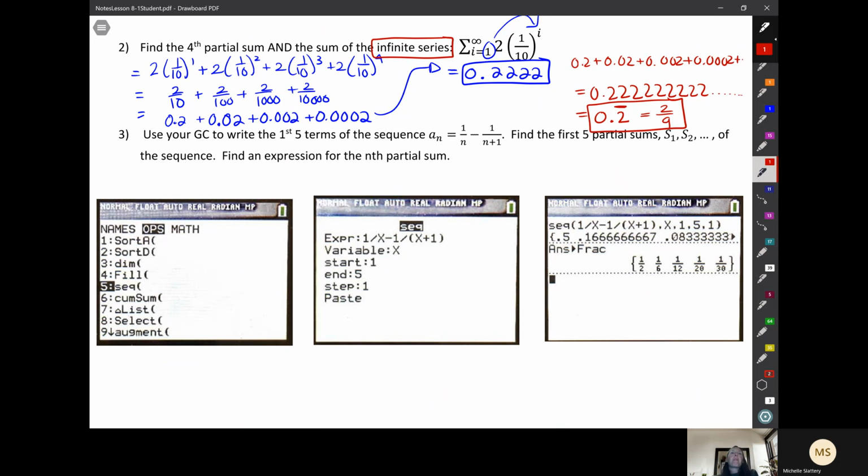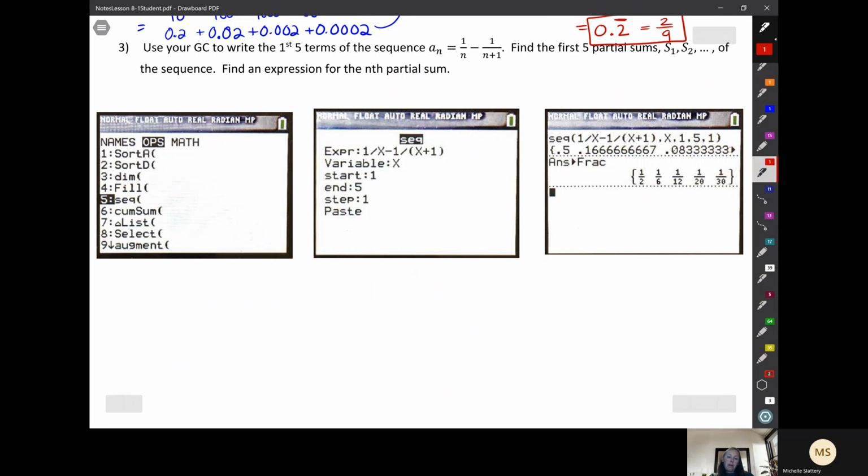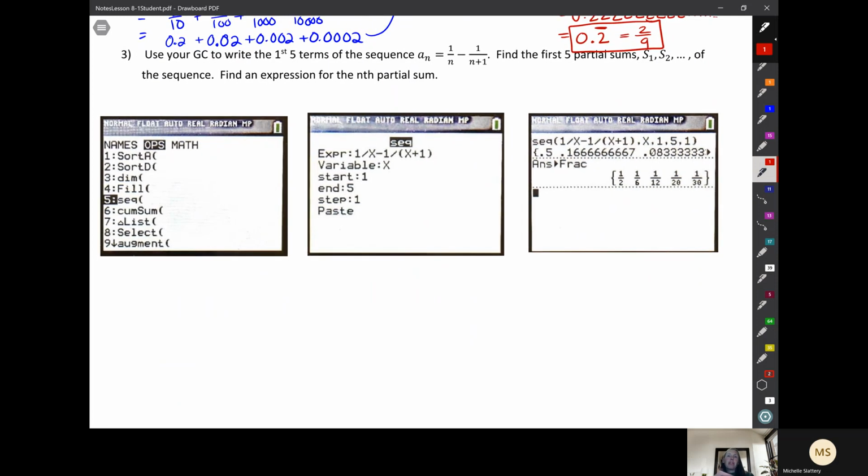Cool. All right. One more example, and we're going to be mostly using our calculator for this one, and then a little bit of analysis after we use the calculator. Okay. You guys should hopefully remember this from last year from Algebra 2. And so we're just kind of expanding on what you guys know from Algebra 2 already. So we're using our graphing calculator to write the first 5 terms of this sequence. And then it says find the first 5 partial sums. So S sub 1, S sub 2, and so on.